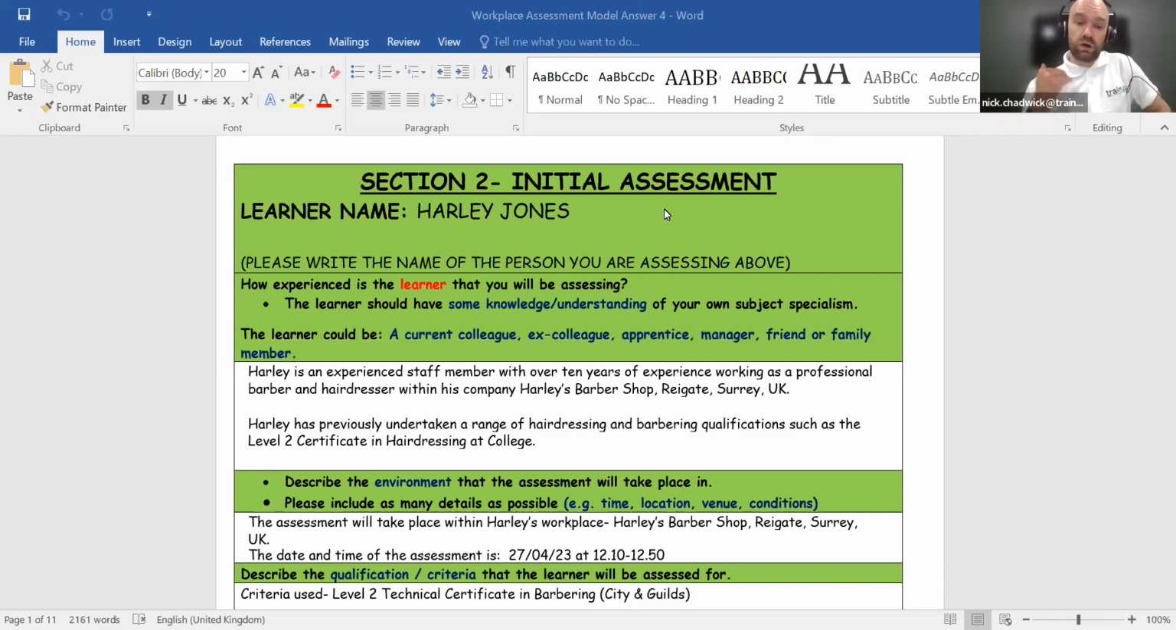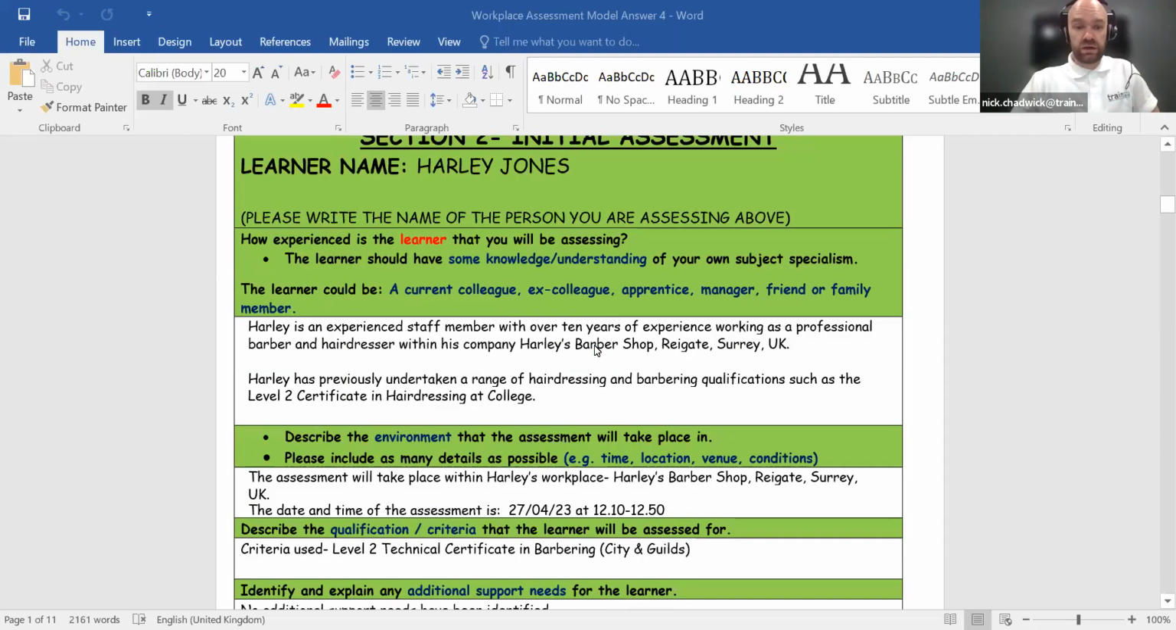So what you are doing here is you're completing a series of questions. This is all about the learner that you are assessing. So a learner can be anyone. It can be a current colleague, an ex-colleague, an apprentice, a manager, a friend, or even a family member, but they must have some knowledge or understanding of your subject specialism. So we don't want to observe someone who is inexperienced, who might become quite nervous to do with the assessment. So we don't want that. So please do make sure they're happy to be observed within their day-to-day working role.